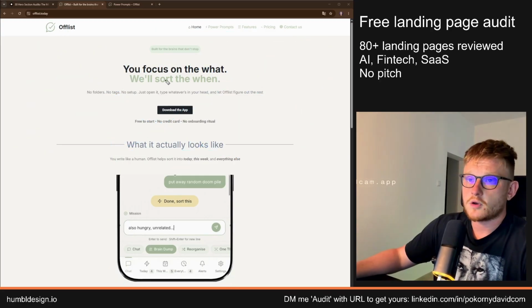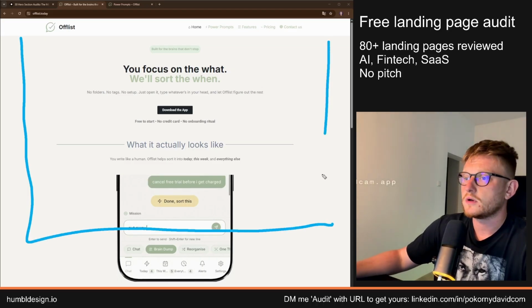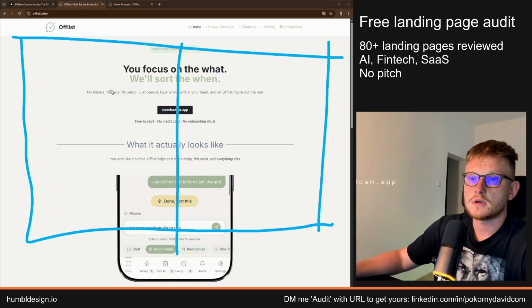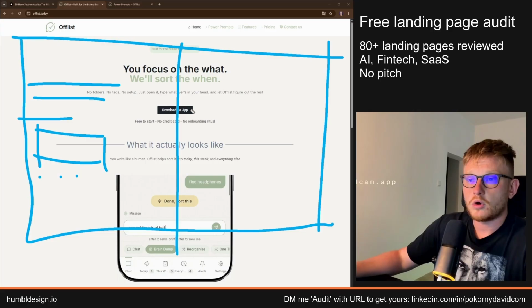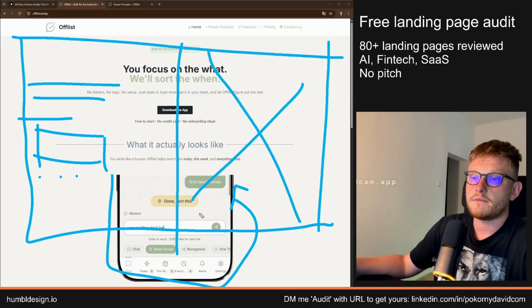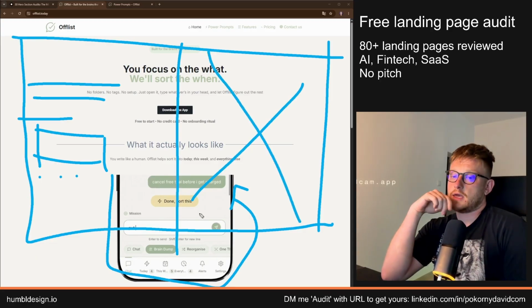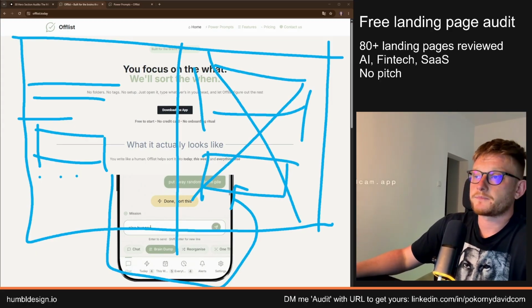So what I recommend is, if I were you, I would make a two column grid. Okay, so two columns. Here you can have the title, the button, free to start, no credit card, no onboarding ritual. We don't need the rest, and then you would grab this part and put it right here. So right here, you would have the visuals. Maybe you can also add more. Why not? If you have more images, you can maybe also add two of them.